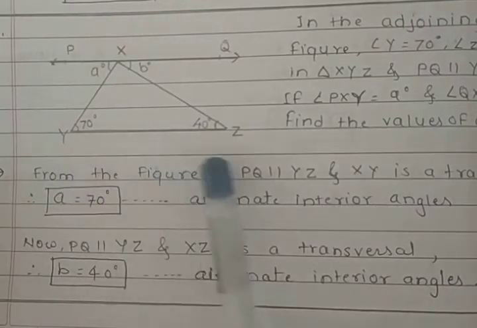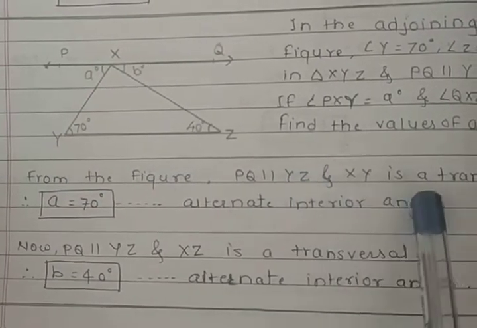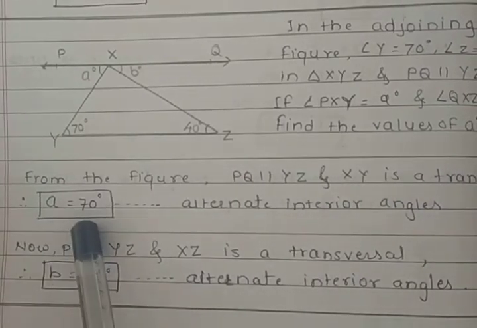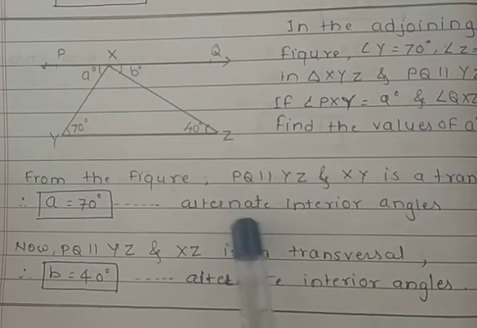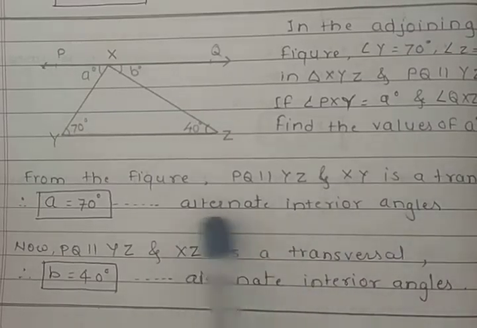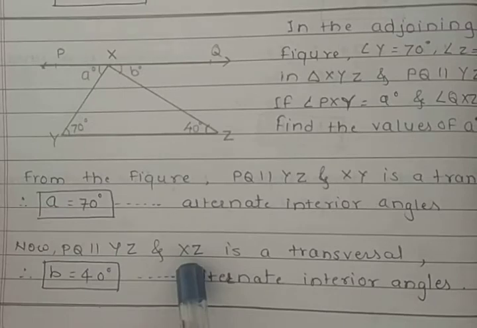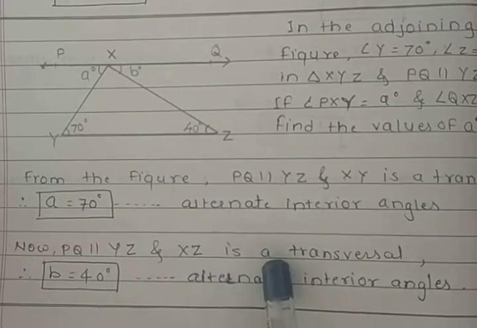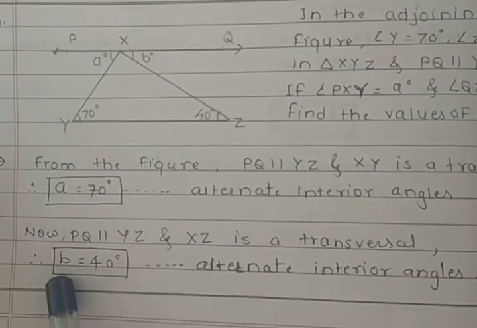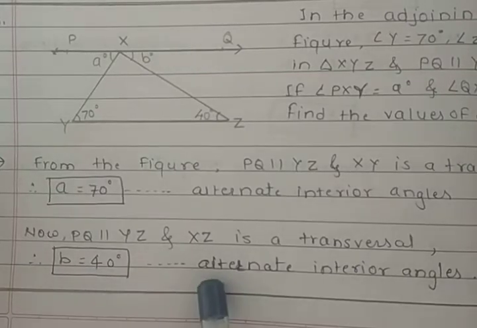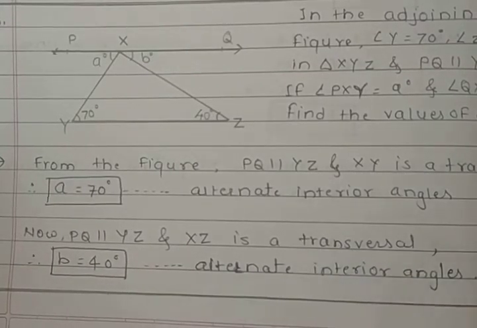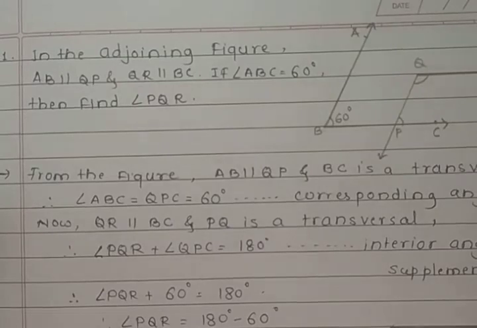So see, from the figure, PQ parallel YZ and XY is the transversal. Therefore A is equal to 70 degrees. Why? Because alternate interior angles. This is the reason behind it. Now PQ parallel YZ, and we change the transversal, that is XZ is the transversal. Therefore B is equal to 40 degrees. Reason, alternate interior angles. Okay, one more problem we'll see.